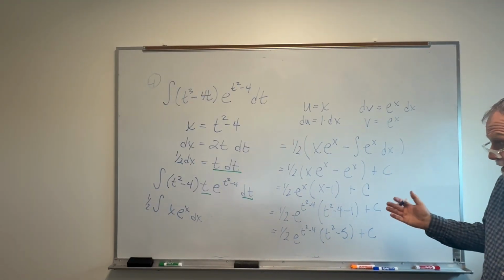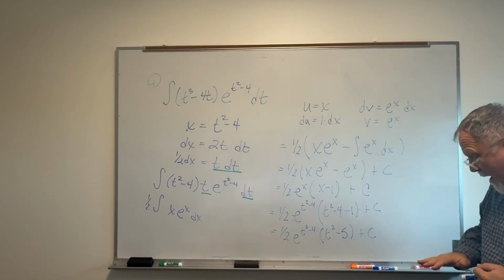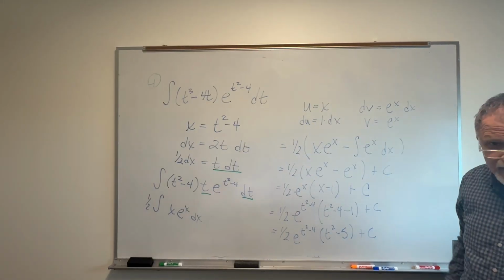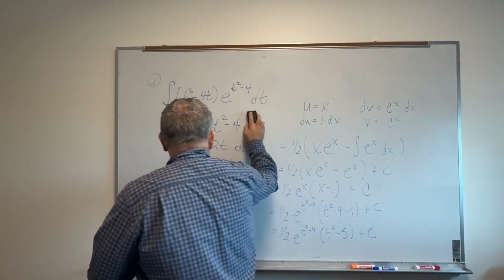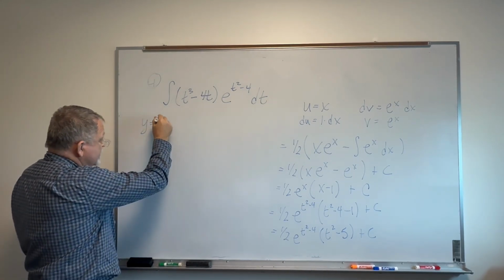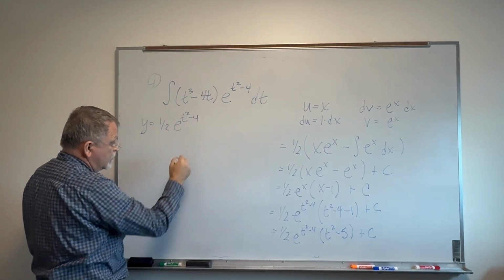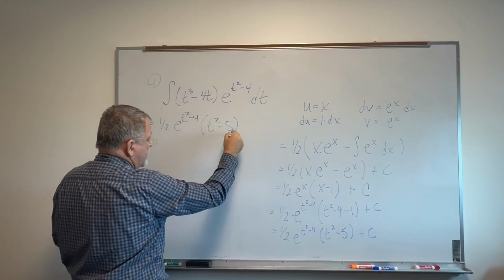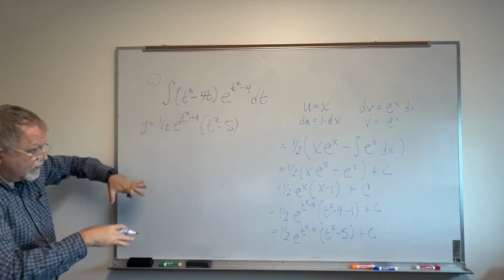Okay. So not trivial. That was a fair amount of work to get to the antiderivative. And you might be asking yourself, is that truly the antiderivative of that integrand? Well, let's convince ourselves. So I'm just going to say y equals that loveliness, 1/2 e to the t squared minus 4 times the quantity t squared minus 5. That's my function. I'm going to take the derivative of this function, and if I do it correctly, I'm hoping it will equal that.